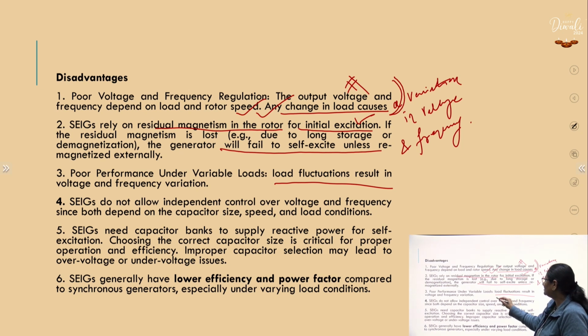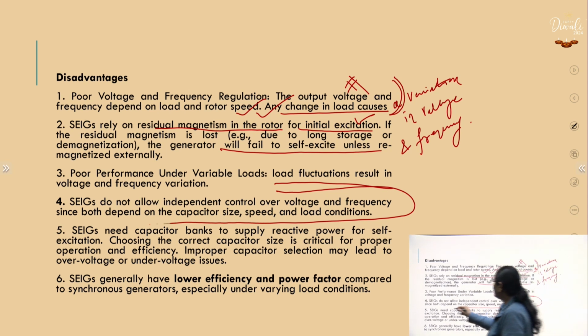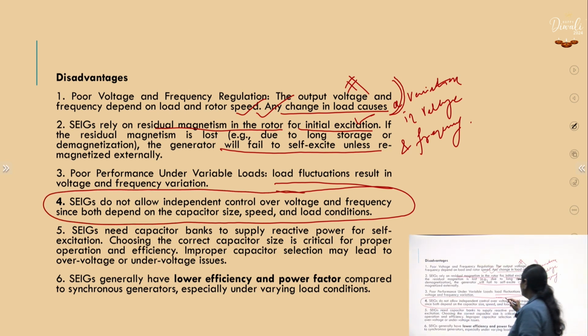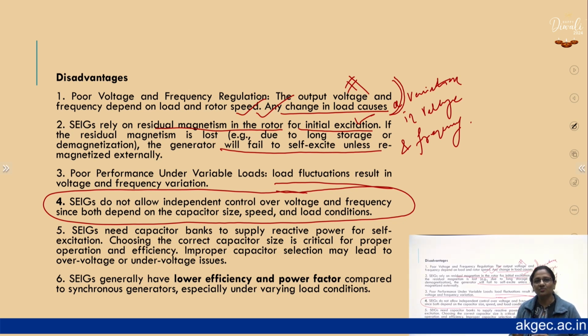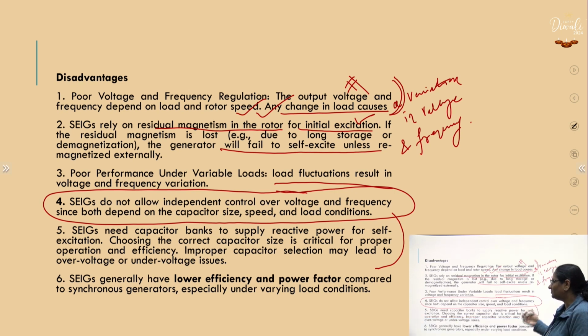These generators do not allow independent control over voltage and frequency, because both of them are dependent upon capacitor size, speed and the load conditions. So the voltage and frequency control is not independent or decoupled in nature in the case of self-excited induction generators. These generators need capacitor banks to supply reactive power for self-excitation.